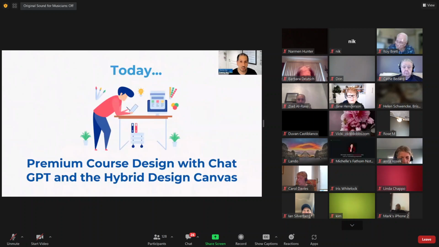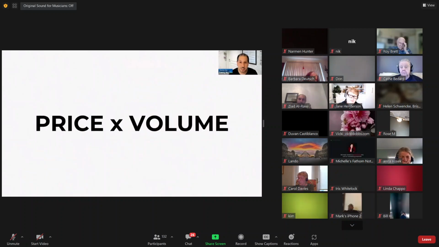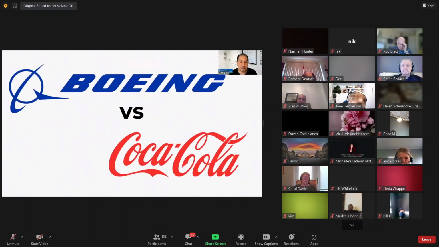And if you're multiplying by a tiny price, it only adds up to anything meaningful if you can multiply it by a very large volume. It's the difference in business models between Boeing and Coca-Cola, right? Boeing sells a relatively small number of planes, but each plane costs a ton of money. So that's fine. They don't need a lot of volume. Coca-Cola doesn't charge much per can of Coke, and therefore they have to sell very large volume. And both business models can make a lot of money, but you get there differently.